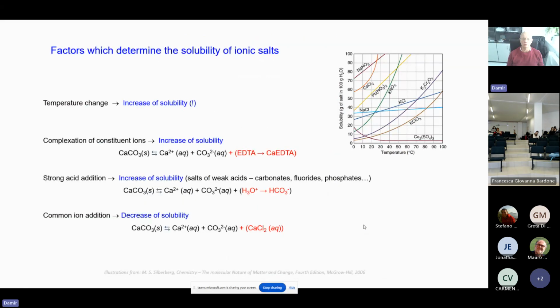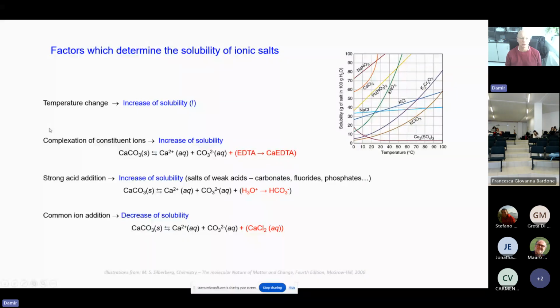When we talk about solubility, we have to mention the factors, the parameters that determine the solubility. The solubility is primarily determined by temperature. Typically, the solubility of ionic compounds increases with increasing temperature. Here are shown several examples for ionic salts. All these salts are very soluble. One exception is, for example, cerium sulfide, whose solubility decreases with increasing temperature.